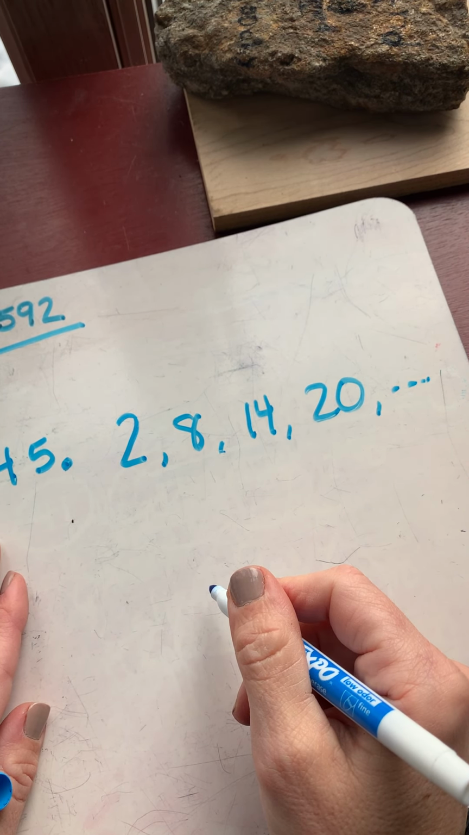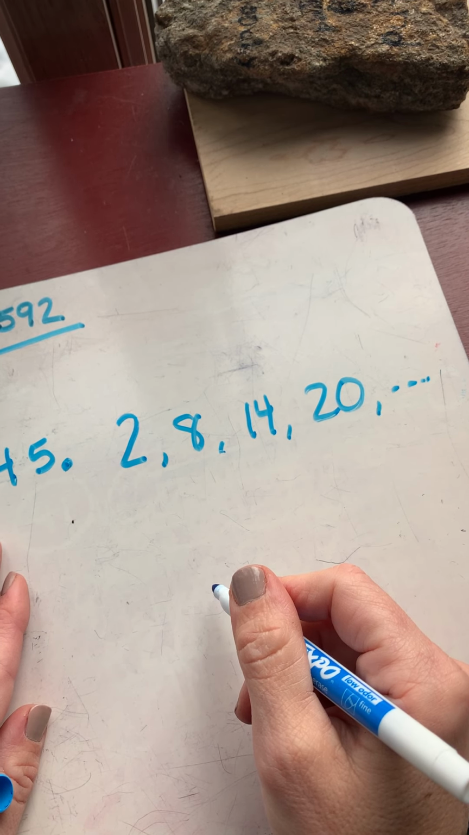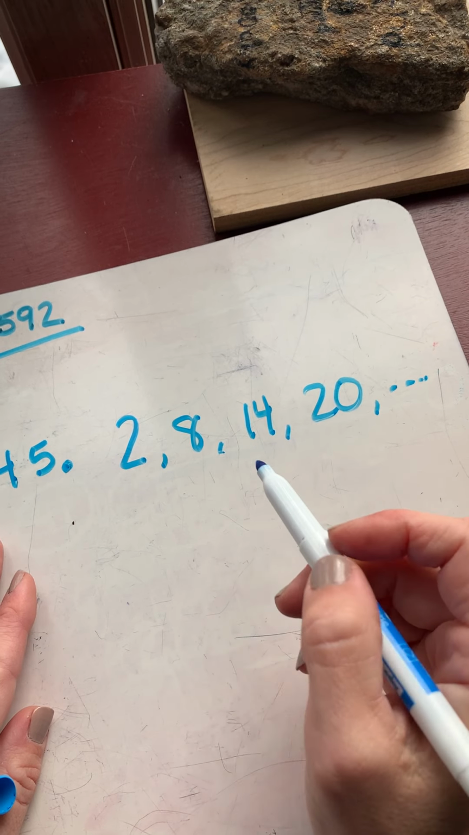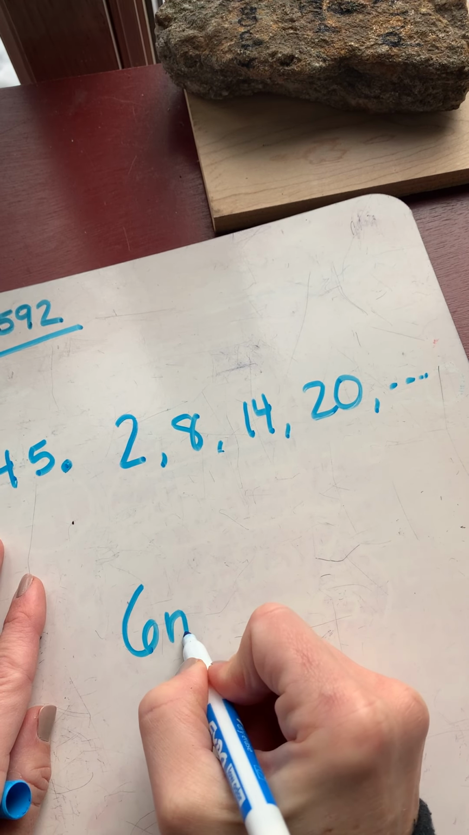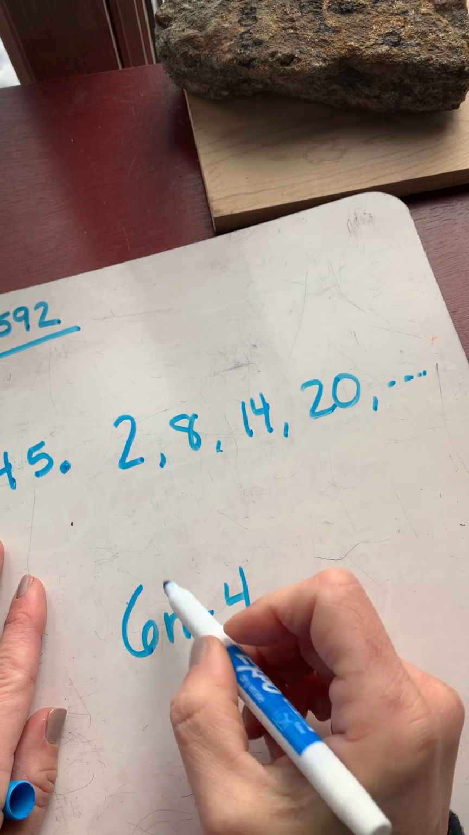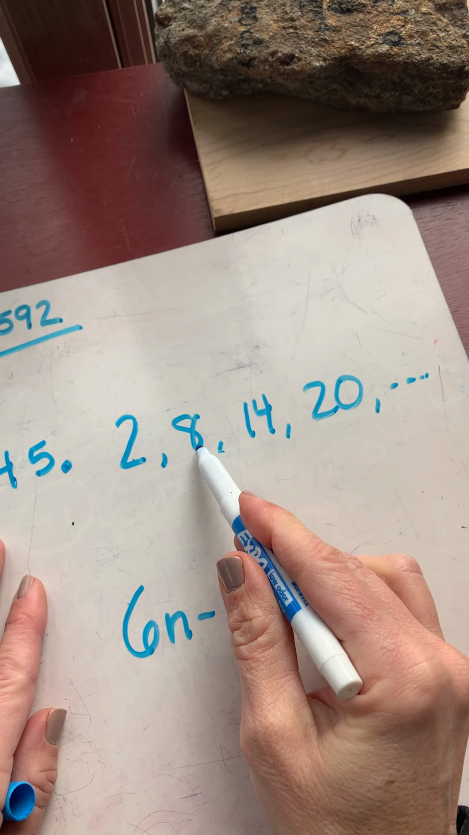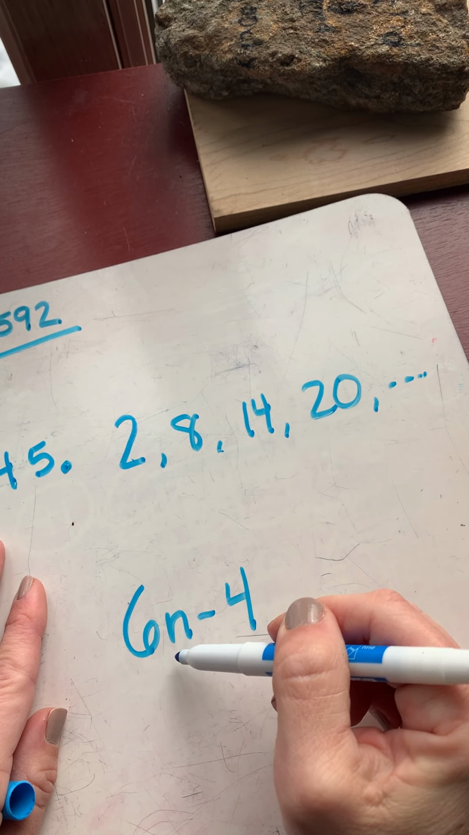So what they came up with, I don't know, I would never come up with it myself: 6n minus 4. They're saying the answer is 6n minus 4. So when n is 1, I get this. When n is 2, yep. When n is 3, wow.